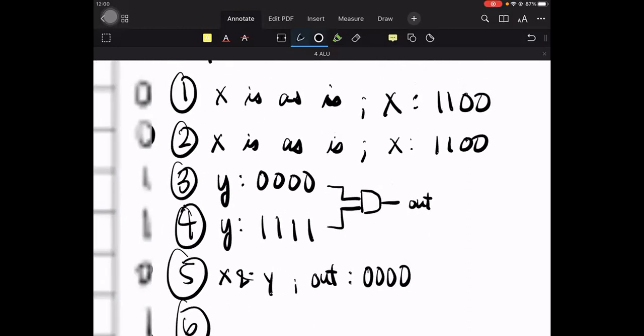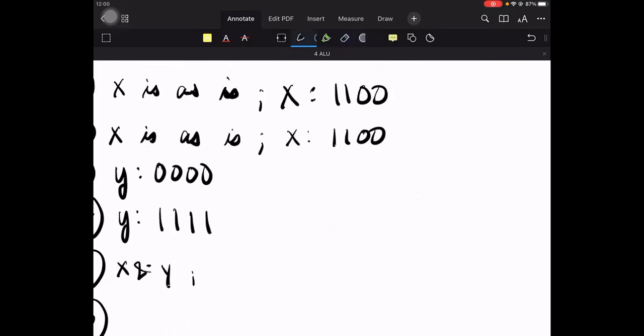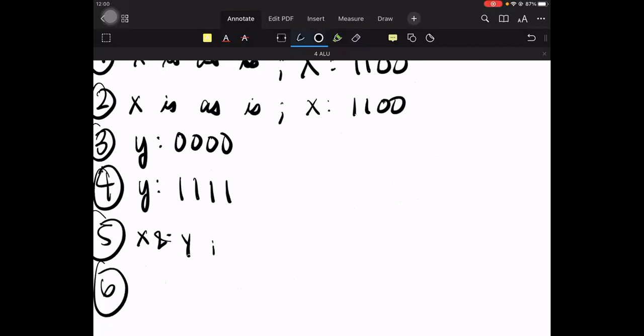Ay, sorry. Y is this. X is wrong, it's as is. So 1, 1, 0, 0. Y now is 1, 1, 1, 1. Output is 1, 1, 0, 0.